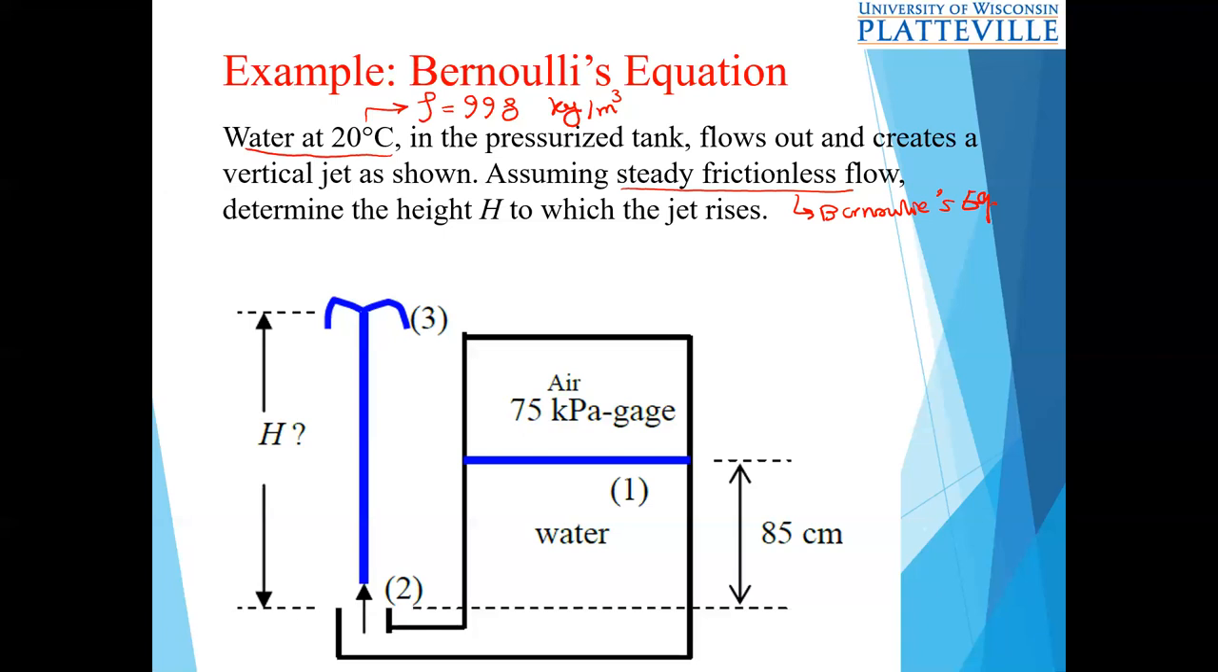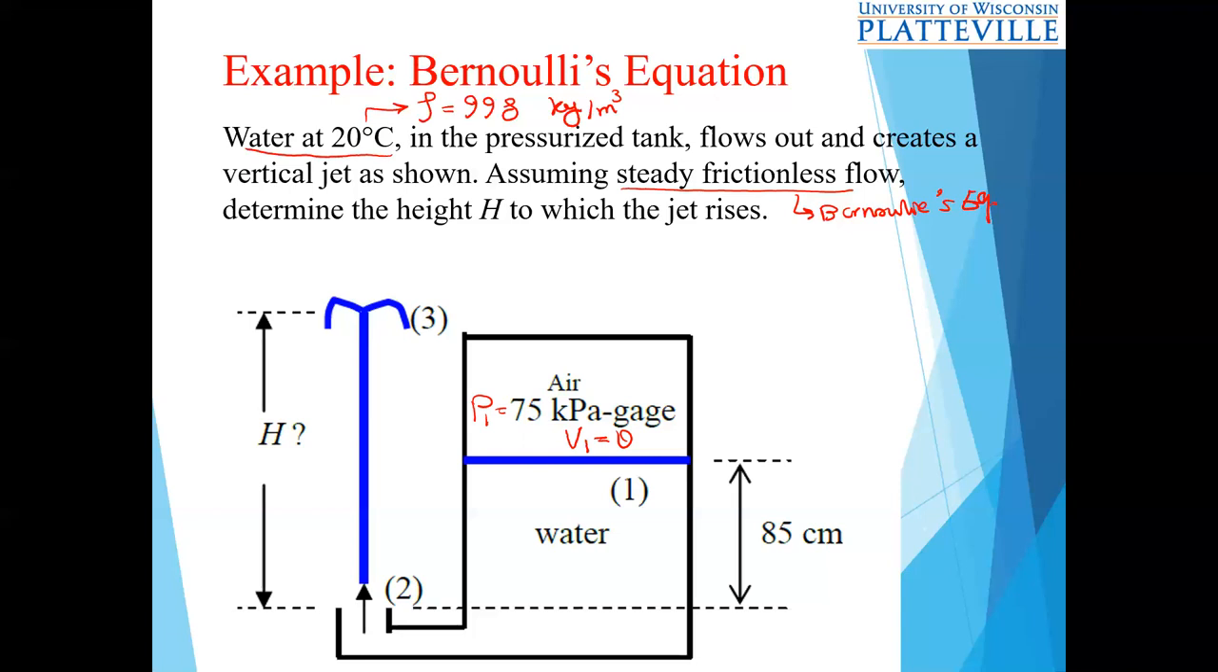Yes, point one. At point one, it's a large surface, so velocity is zero. How about pressure? Pressure is already given, it's 75 kilopascal. The gauge in the pressurized tank can show us what the pressure is there. What else? Which point is the best?